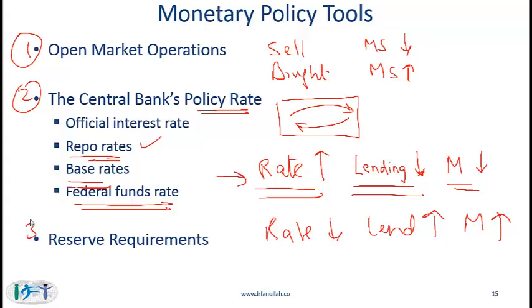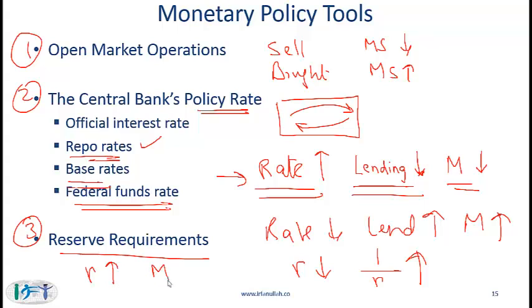The third and final tool is the reserve requirement, and we saw this earlier with the fractional reserve system. If the reserve requirement is decreased, then the multiplier, which is 1 over the reserve requirement, increases, and this is a way of increasing money supply. So the relationship is, if the reserve requirement is up, then the amount of money that is created is down. On the other hand, if the reserve requirement is down, then the multiplier is up, which means that the amount of money created is up.